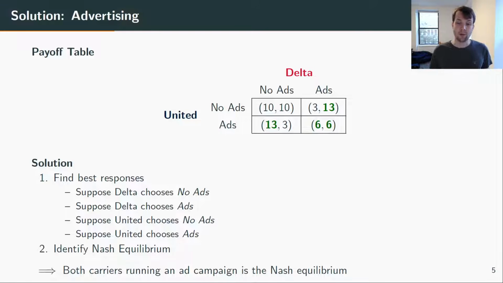So the optimal behavior of both airlines is running an ad campaign, even though they could both do better if neither ran an ad campaign. That's what's called a prisoner's dilemma. Since either one has a huge incentive to run an ad campaign conditional on the other player not running an ad campaign, they're going to end up in this terrible equilibrium down here where both of them run ad campaigns. We're going to see how we might be able to overcome this if we have a repeated game.